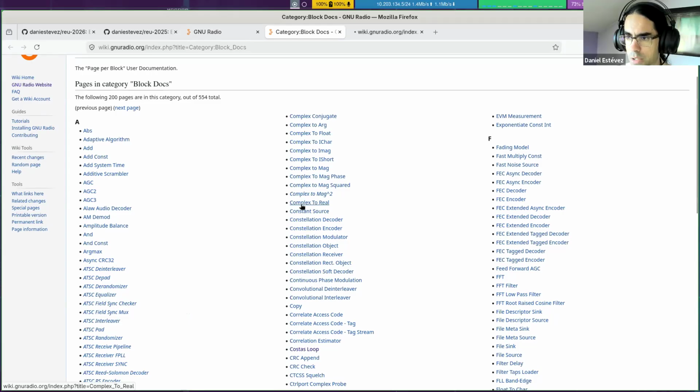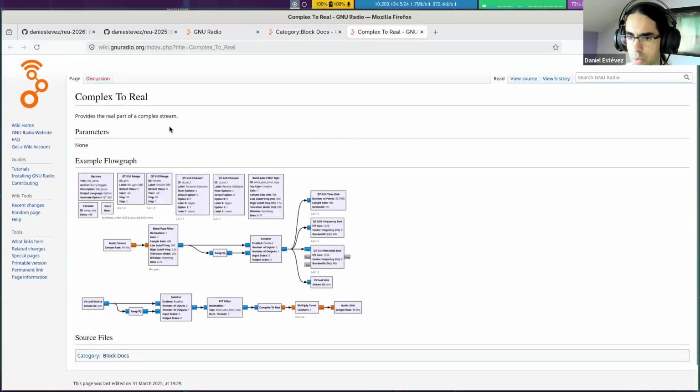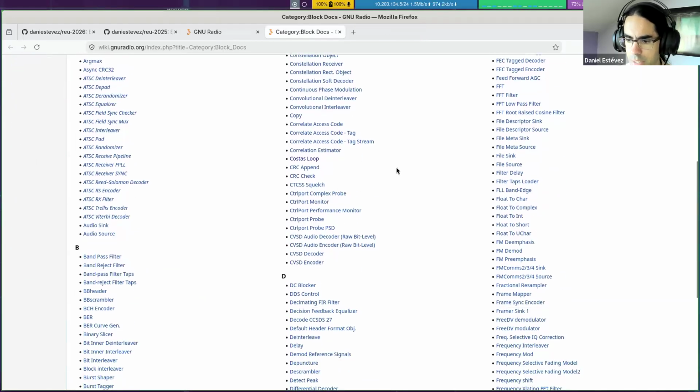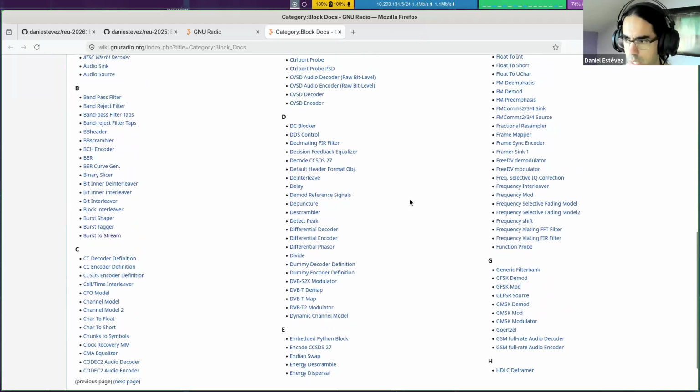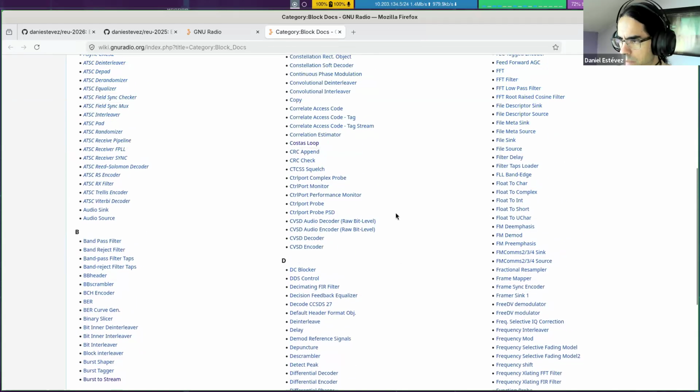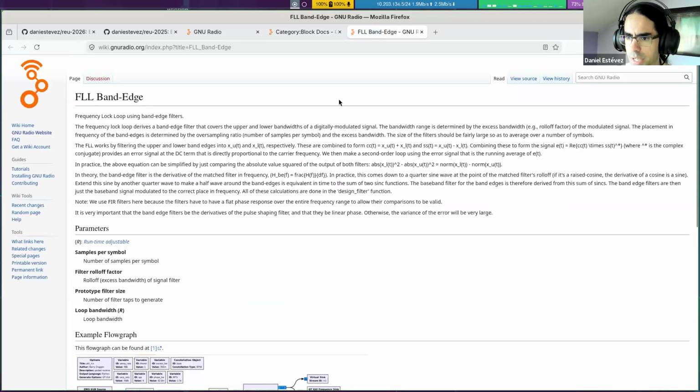So, for example, complex to real. Let's just pick that one. And this is a very simple math operation. So here it just says it provides the real part of a complex stream, but you also get an example. For more complicated things, maybe let's pick something like this one, FLL band edge. So you have some more involved explanation about what this does. It's not a filter, it's something to recover frequency. So it's a closed loop kind of thing.